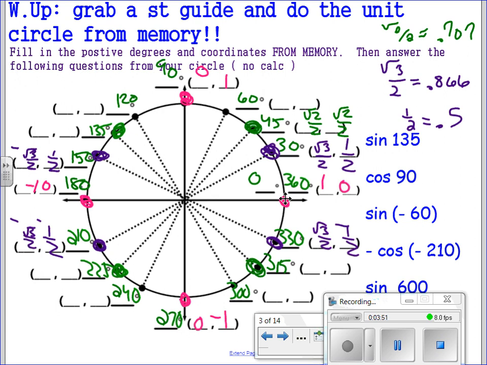So let's start reflecting. You're going to help me, Hannah. This would also be radical 2/2 and radical 2/2. Who should be negative? Awesome. 225 would be radical 2/2 and radical 2/2. Who would be negative? Awesome. And 315 would be radical 2/2, radical 2/2. Who would be negative? Awesome. Here is Hannah's.